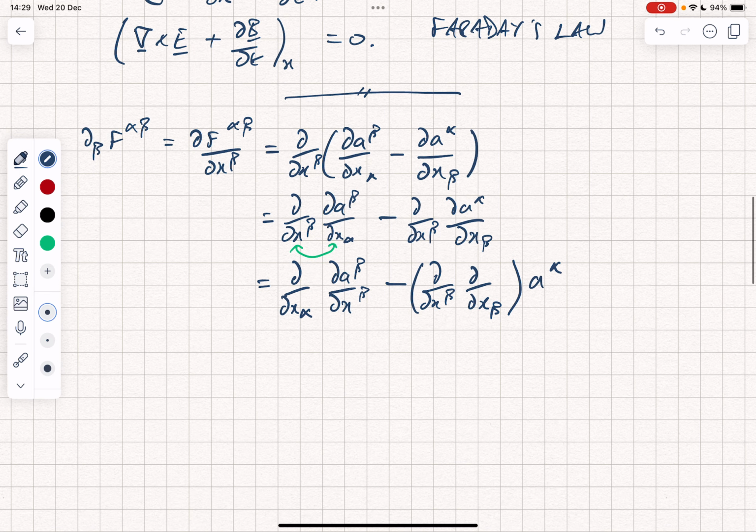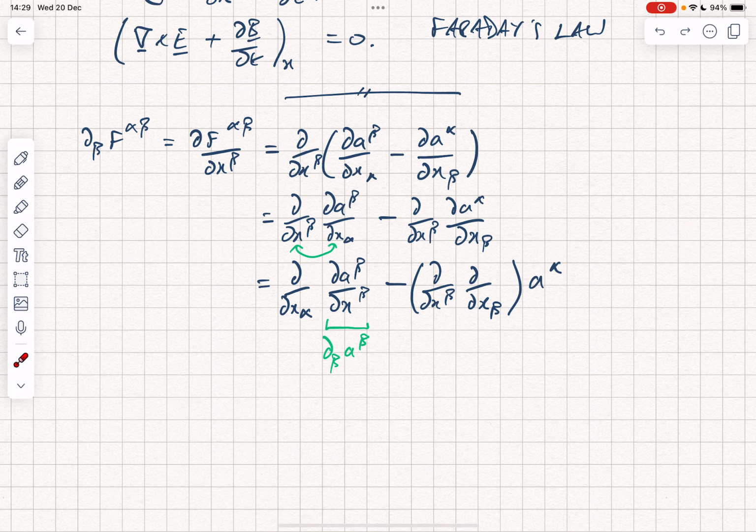So what are we going to do with this? Well, first of all, notice that this is d lower beta A upper beta, because remember that when you take a differential with respect to a contravariant variable, you get a covariant differential. And now we have opposed indices, lower beta, upper beta, and of course this is equal to 0 because it's the Lorentz gauge, which is what we use to derive all of these equations.